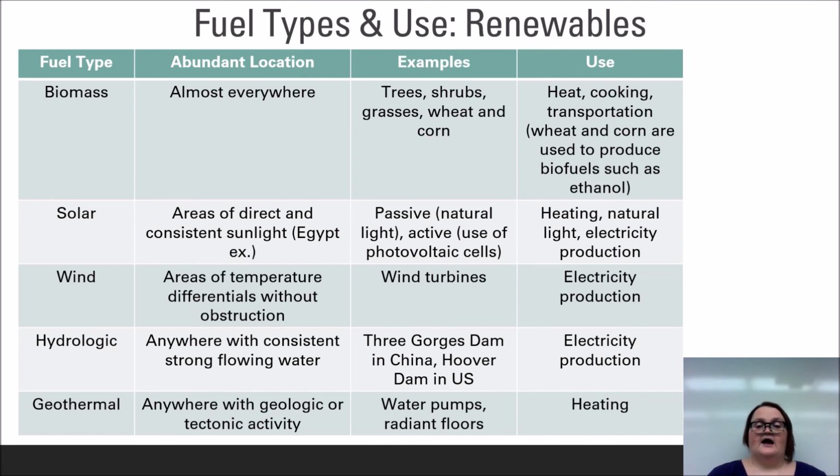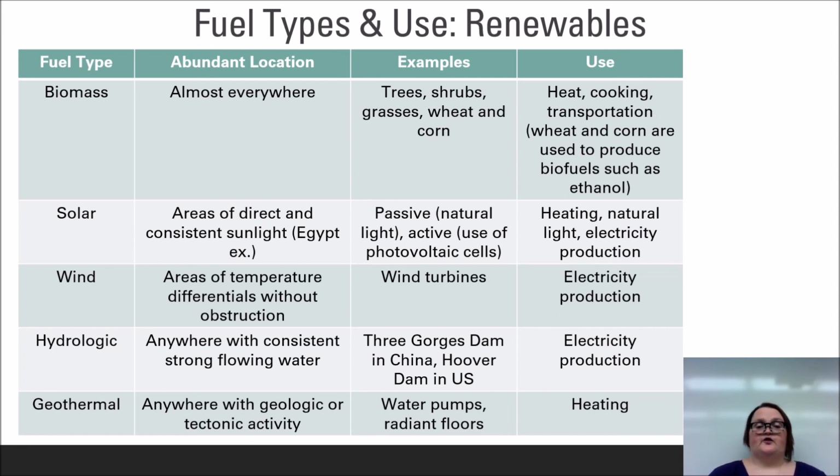Hydrologic power requires strong flowing water. For this reason, large, swift-flowing rivers provide the best opportunity for hydroelectric energy generation. Should that river have an area of steep drop-off, hydroelectric energy generation can increase substantially. Areas such as the Three Gorges Dam in China and the Hoover Dam in the U.S. are used exclusively for electricity generation.